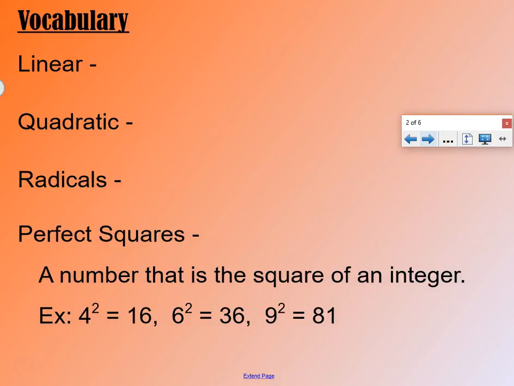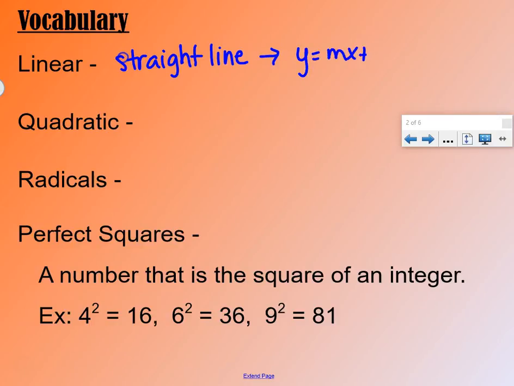Vocabulary: linear. A linear function is something that produces a straight line, and it looks like y equals mx plus b. A quadratic equation does not produce a straight line. It makes a nice U shape. If we were to graph a quadratic equation, the basic function is y equals x squared. And this 2 right here, that exponent, that square, is what makes it a quadratic.